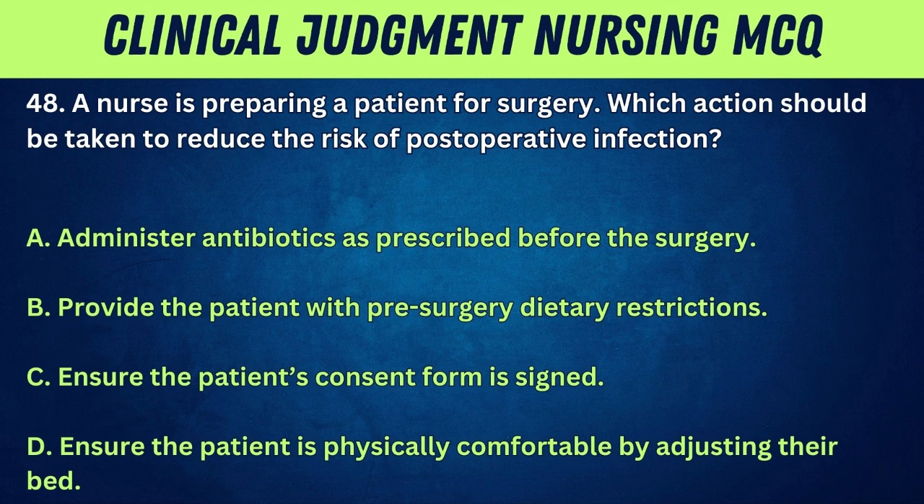Which action should be taken to reduce the risk of postoperative infection? A. Administer antibiotics as prescribed before the surgery. B. Provide the patient with pre-surgery dietary restrictions. C. Ensure the patient's consent form is signed. D. Ensure the patient is physically comfortable by adjusting their bed.